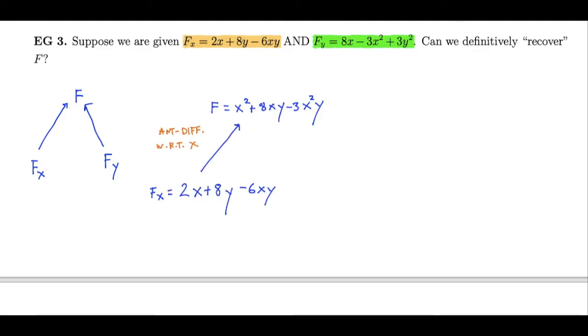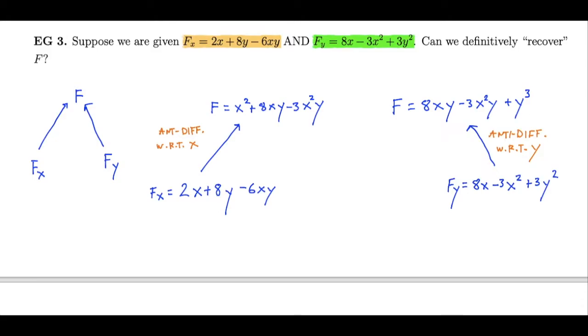I'll start by taking my first expression, which I'm told I can assume is the partial with respect to x, and anti-differentiating with respect to x to get this expression for capital F. Although I haven't written a constant of integration, I do acknowledge that there could be additional terms, and that's kind of the point of this example, to demonstrate how I will identify those additional terms. But my next step will be to repeat the process of anti-differentiation, this time starting with the expression that I'm told is my derivative with respect to y, and performing the anti-differentiation process with respect to y. That yields this expression for capital F.